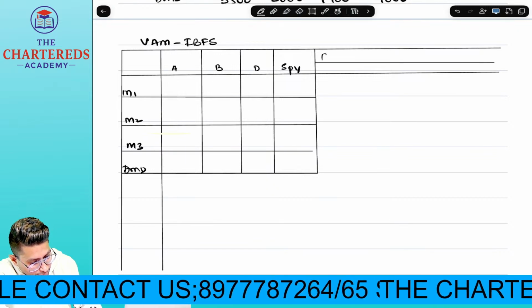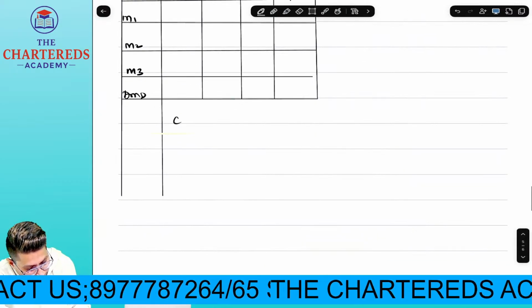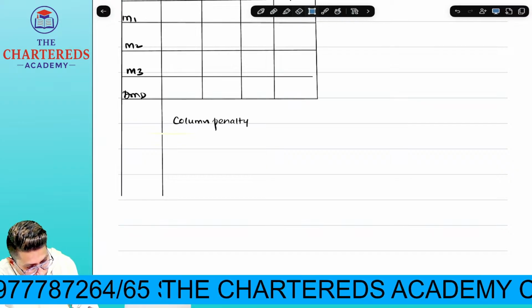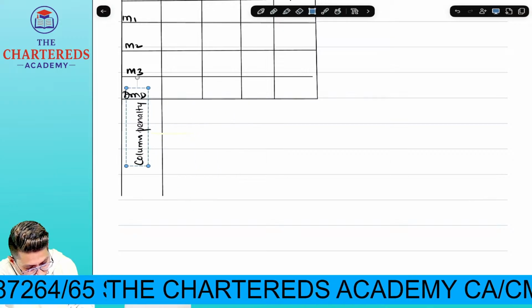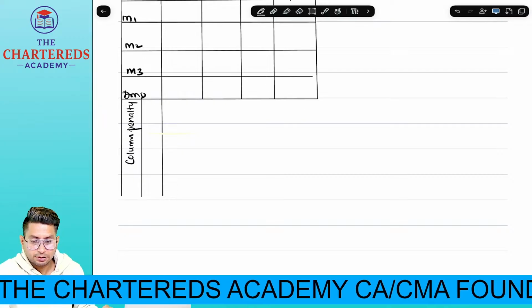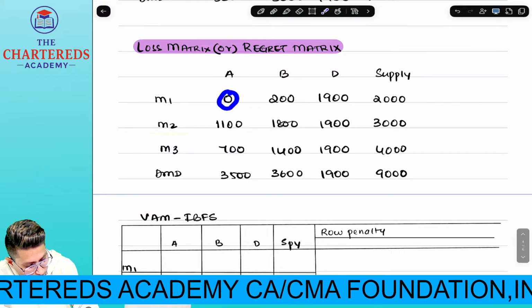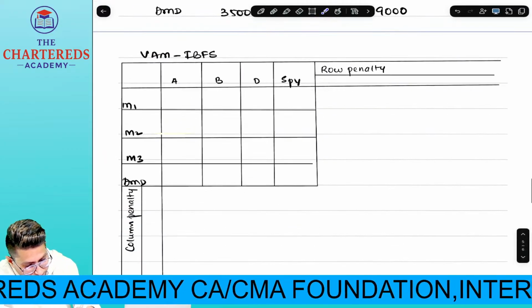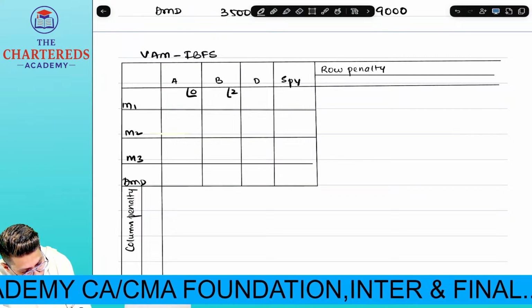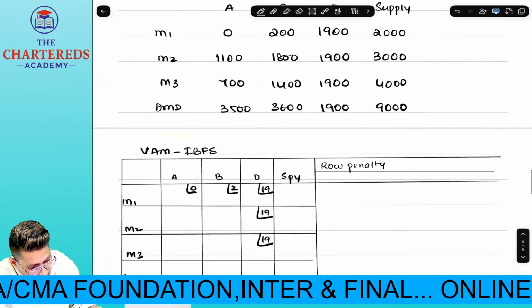This will be row penalty, and this side will be column penalty. Row penalty, column penalty. Now here numbers will be 0 to 19. This side it will be 19, 19 only.